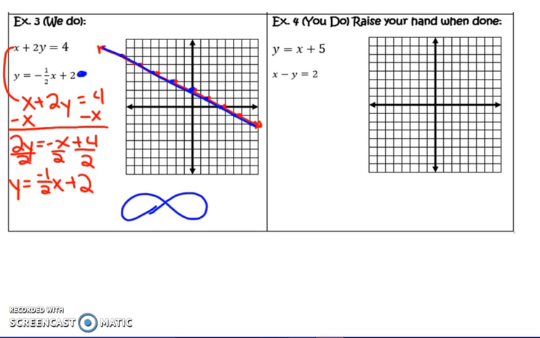For example 4, our first equation is already in slope-intercept form, so we can start by graphing that. I'm going to start at positive 5, and I have a slope, since there's nothing there, of 1 over 1. So I'm going to go up 1 over 1, up 1 over 1. I'm going to continue that down 1 to the left 1, because negative divided by negative gives me a positive.